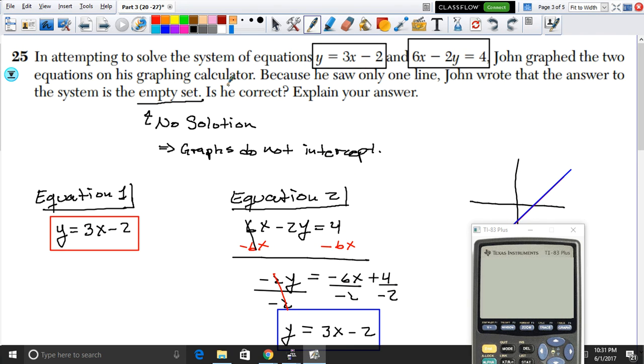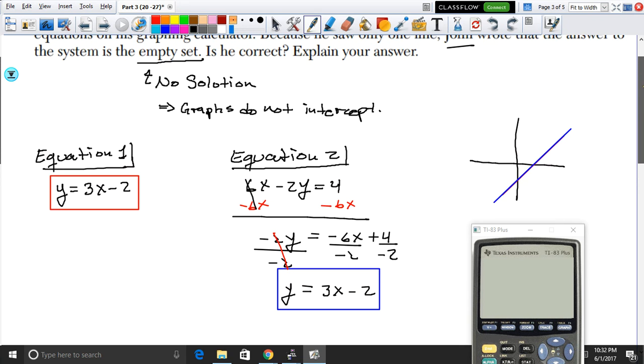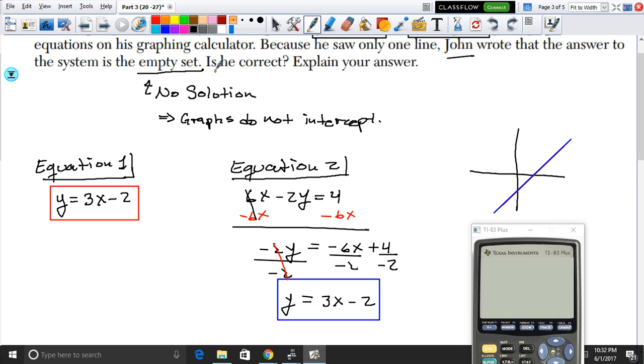So, John. Was John correct by saying that the solution of the system is an empty set? No, he's not. Because if you graph them, one graph is going to be on top of the other. They are going to intersect many times, so they're going to have an infinite number of solutions. So that's exactly our explanation. Is he correct? Explain your answer.